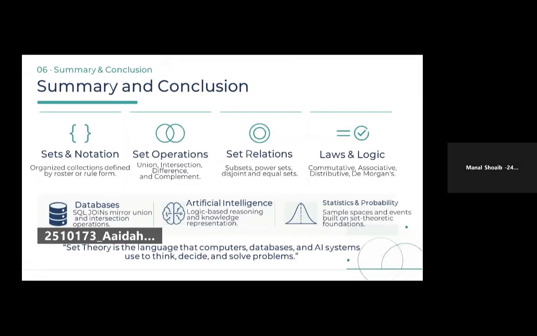Summary and conclusion. So in summary, set theory helps us organize information in a clear way. Set operations like union, intersection, difference, and complement help us solve real life problems. Venn diagrams make these ideas easy to understand visually. Set theory is also useful in mathematics, computer science, databases, programming, and statistics.